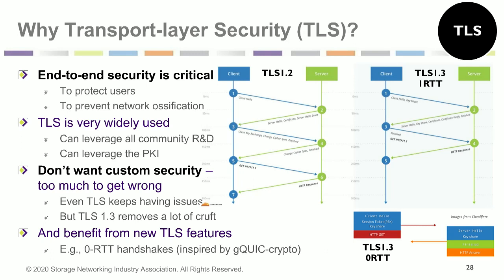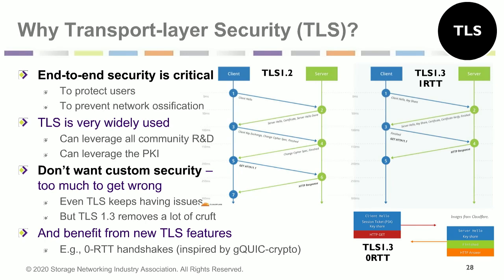And TLS is very widely used, right? So we're going to just leverage all of that community R&D. We can leverage the public key crypto infrastructure that exists, the certificates, authorities, and so on. We don't want to do custom security. It's just too much to get wrong. You want to take some security that a lot of researchers are looking at and a lot of people are trying to break. And even TLS had some issues in the past.